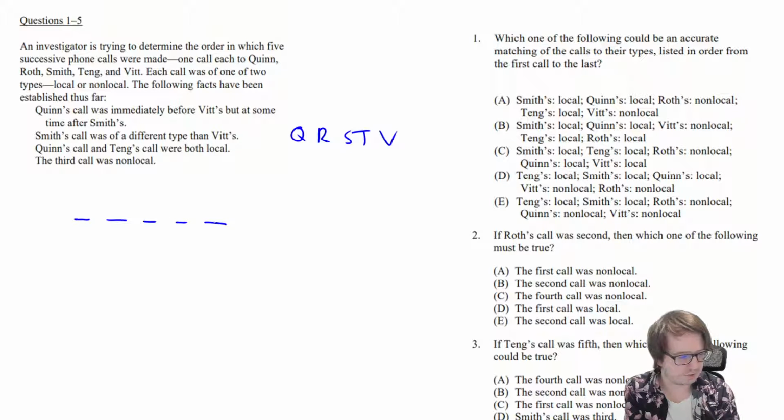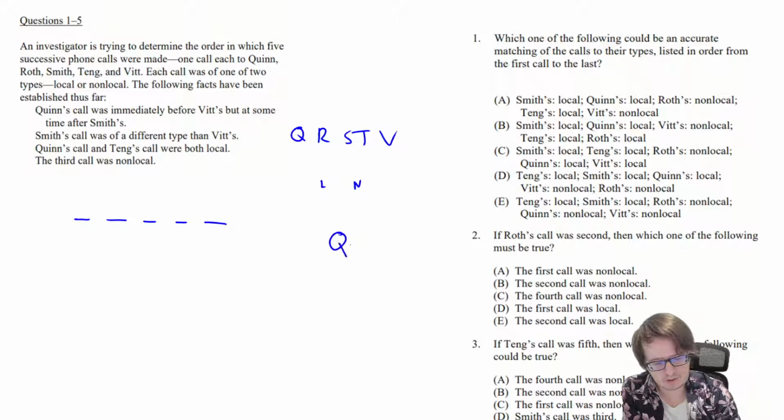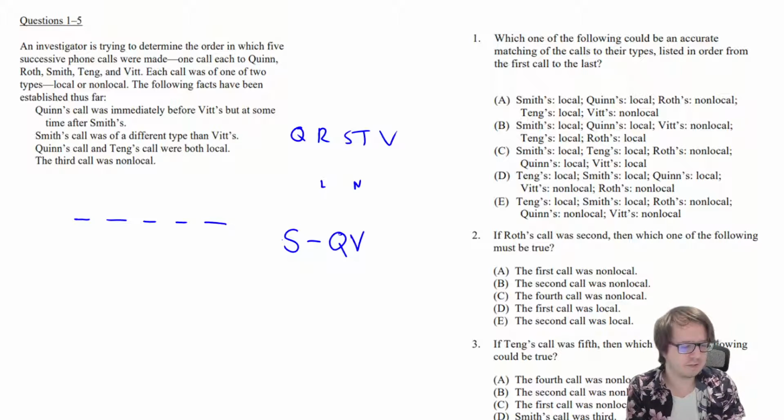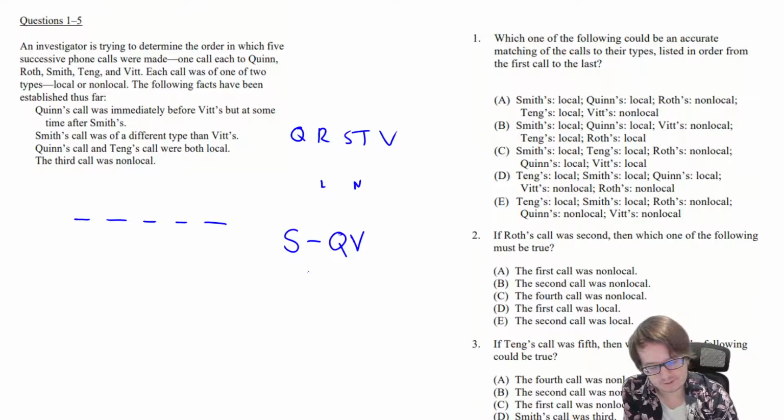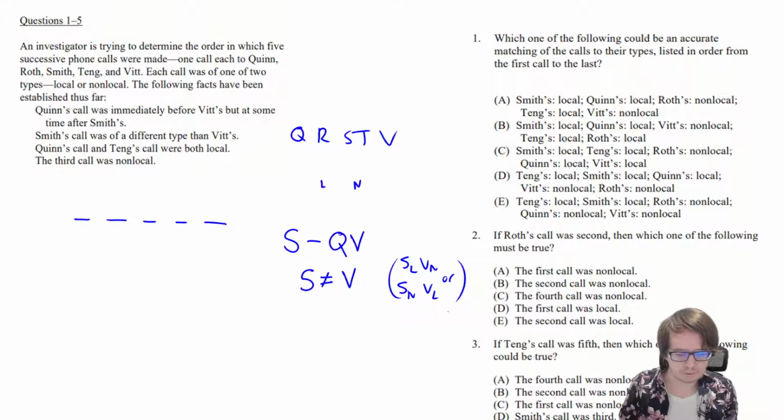And now we have some rules. Oh, we also have that each call is local or non-local. We can use little subscripts for those, L and N. Okay, the following facts have been established so far. Quinn's call was immediately before Vitt's, but it's sometime after Smith. So we know that it's going to be Q and V together, and then S is going to occur sometime before it. Smith's call was of a different type than Vitt's, so I'm going to use that S is not equal to V, but alternatively what you could write is SLVN or SNVL and put a little "or" beside it if that helps you remember.